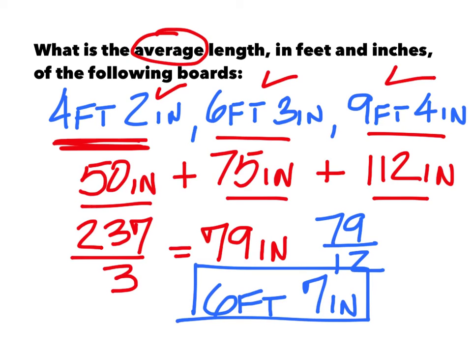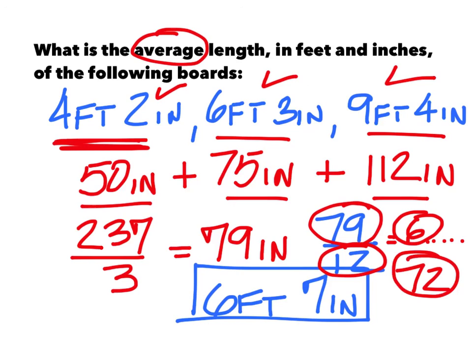Are there any other questions? Yeah. Where's the 72 at? I didn't write it on the screen. When you divide 79 by 12, you'll come out with 6 point something. So we multiplied that 6 by the 12, and that's where we got the 72. So 79 minus 72 is where we get the leftover 7 inches.